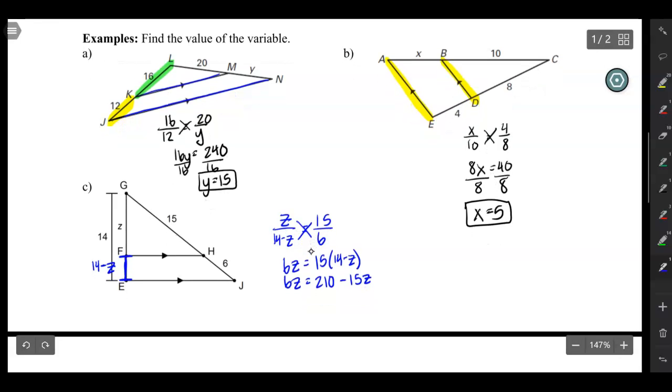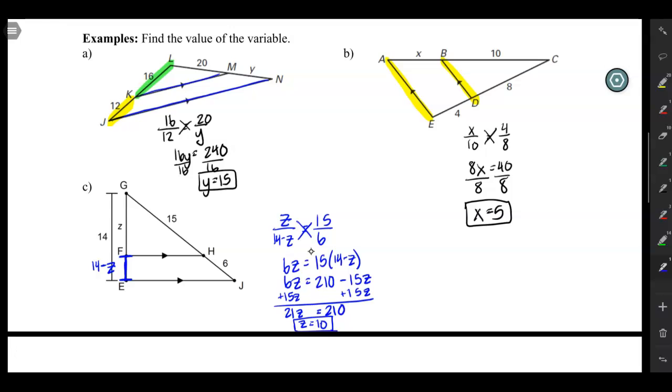Now I need to get my z's to the same side of the equation, so I'm going to go ahead and add 15z to both sides. So 21z is equal to 210. I'll divide both sides by 21 to get z equals 10, and that is my missing side length.